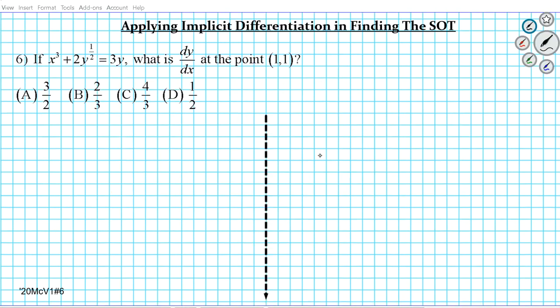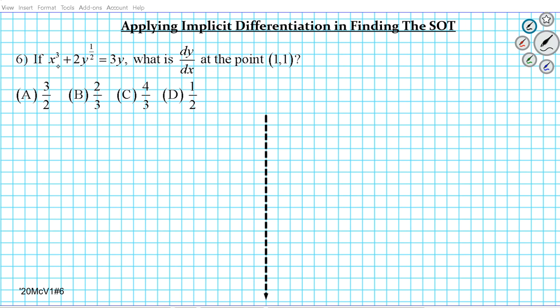Alrighty, let's take a look at question number 6. In question 6, you're being assessed on how to apply the implicit differentiation technique in finding the slope of the tangent line, also known as the derivative at a point.